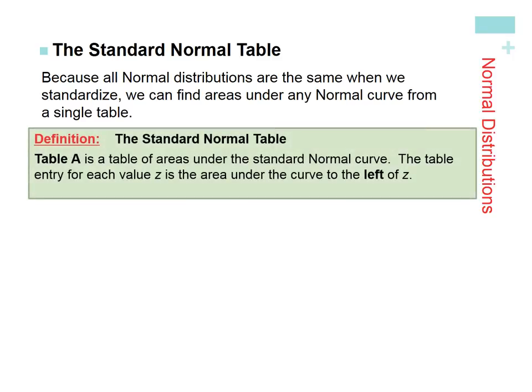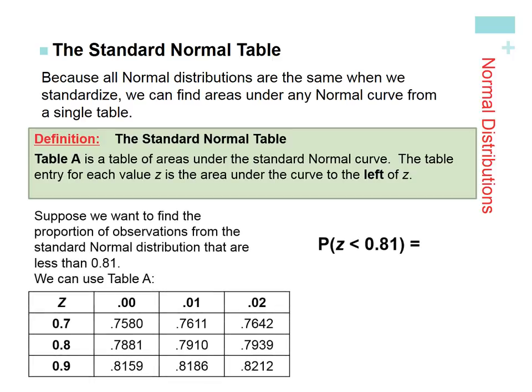So what is the standard normal table? Table A, the table that you should print out, is a table of areas under the standard normal curve. The table entry for each value of z is an area under the curve to the left of z. For example, here we have our normal distribution, 0, and z-scores of 1, 2, negative 1, negative 2. If I want to find an area less than 1, that standard normal table always gives you the area to the left of a specific z-score.